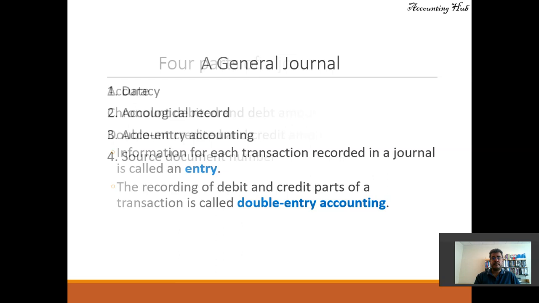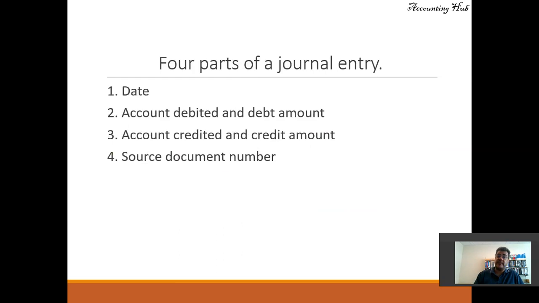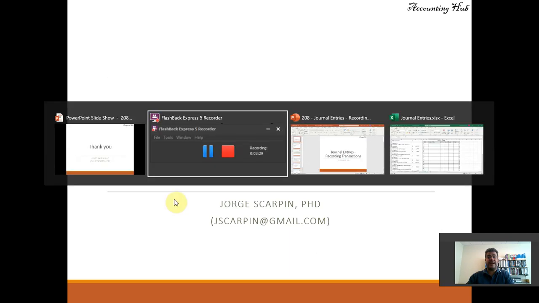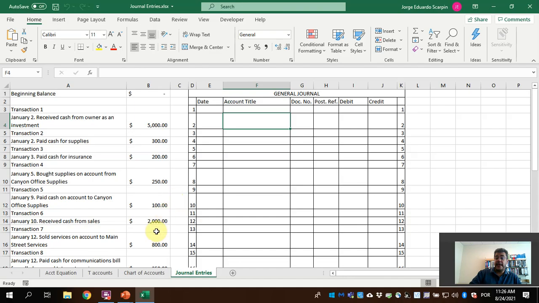And four parts of a journal entry: date, account debited and debit amount, account credited and credit amount, and the source document number. Before the thank you, let's go to our Excel file. And by the way, guys, this file is the same file as in our accounting equation and T accounts videos. So if you have watched them, it will be much easier.